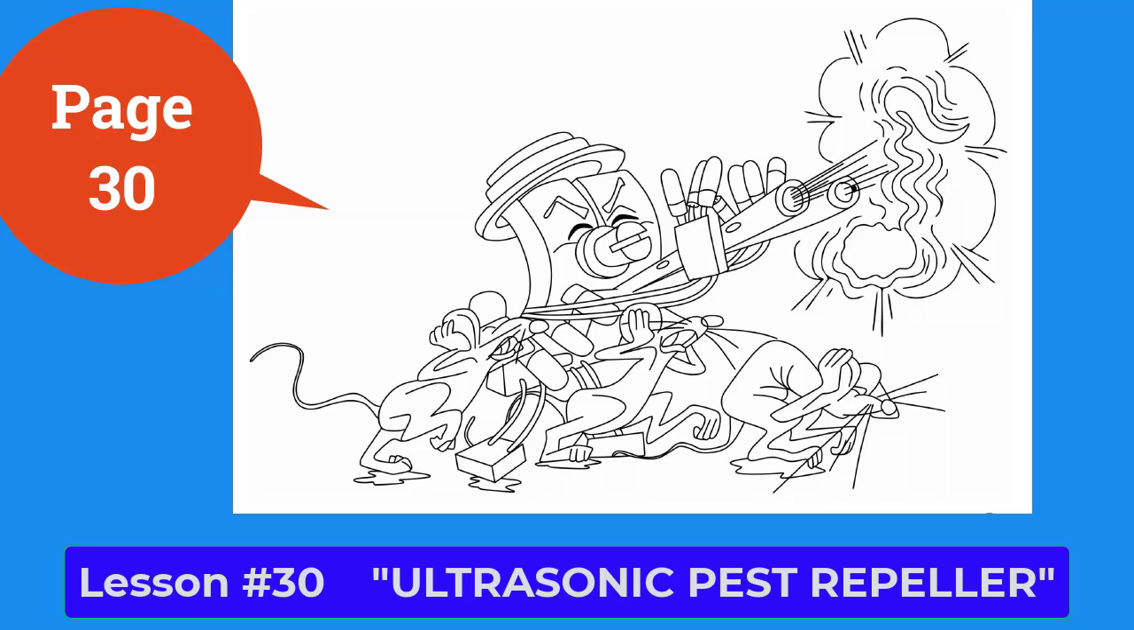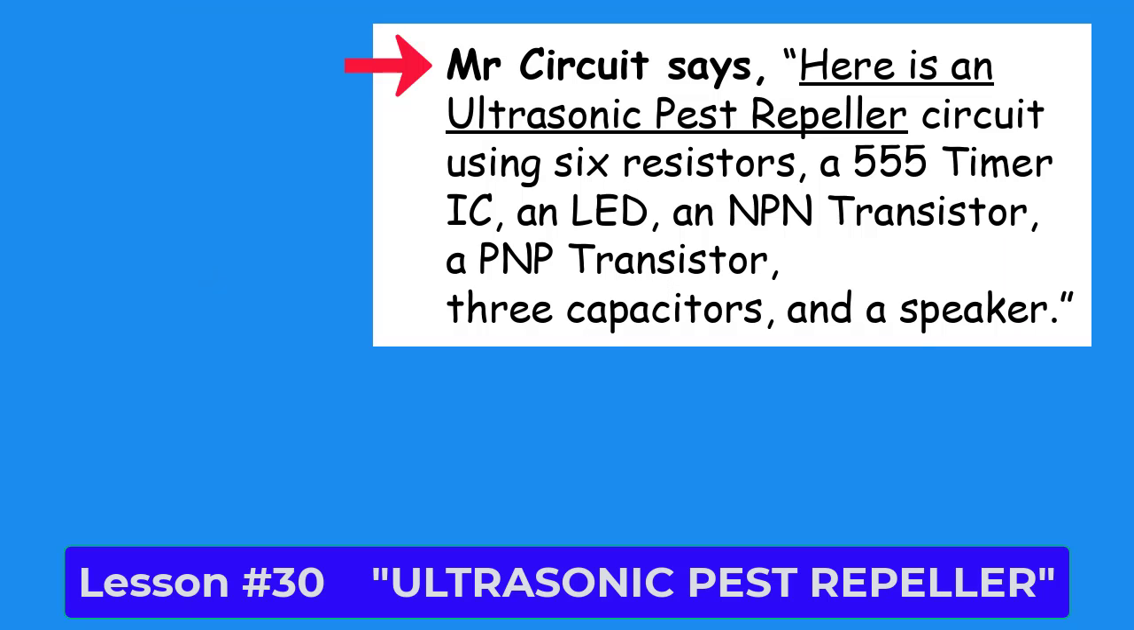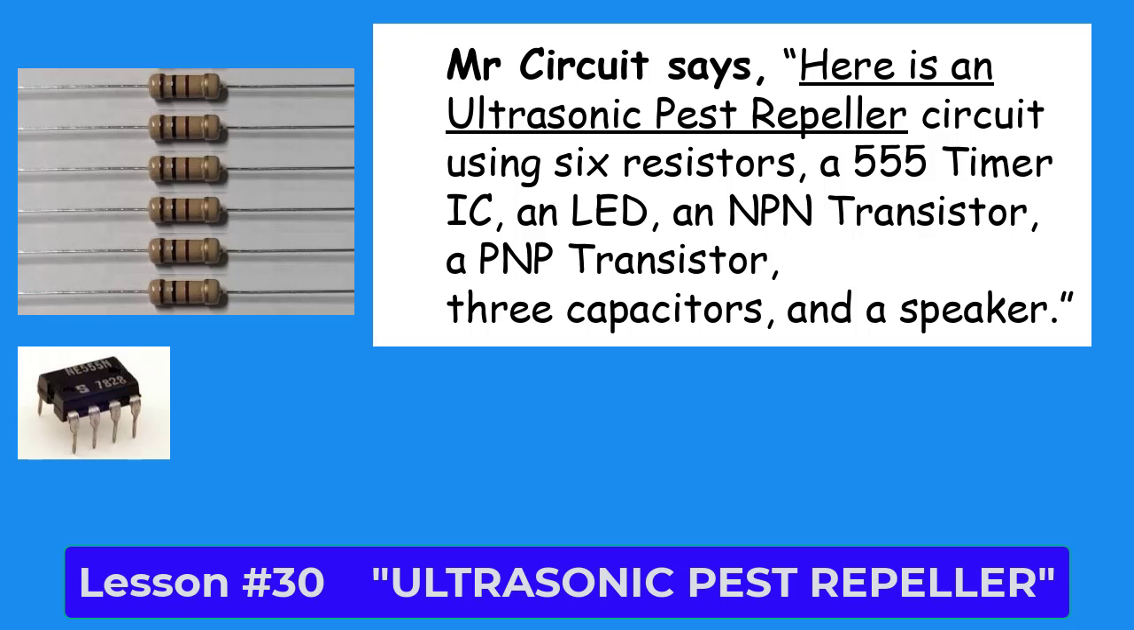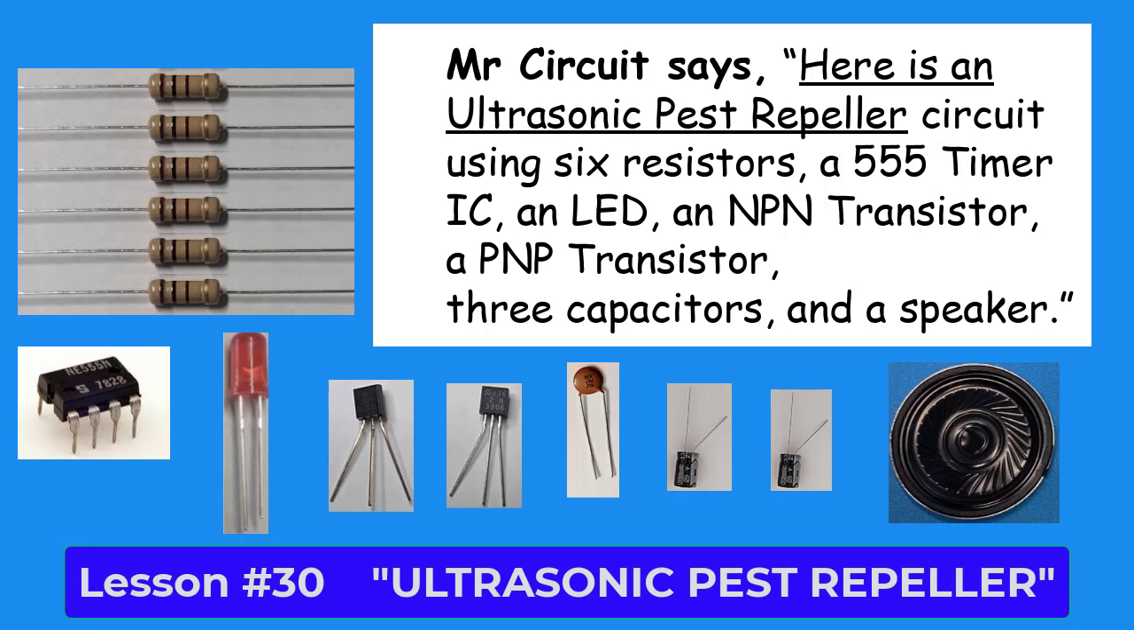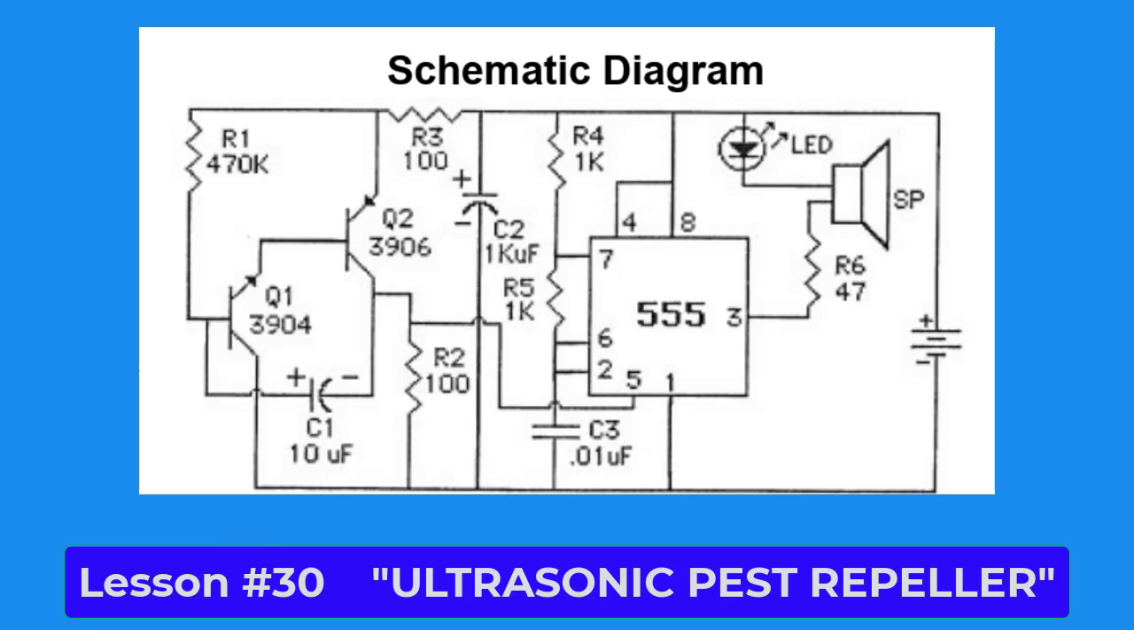At the bottom of the page, what does Mr. Circuit say? Mr. Circuit says, here is an ultrasonic pest repeller circuit using 6 resistors, a 555 timer IC, an LED, an NPN transistor, a PNP transistor, 3 capacitors, and a speaker. Please draw a circle around the schematic symbol of each of the 2 transistors on the schematic diagram at the bottom right-hand side of the page.